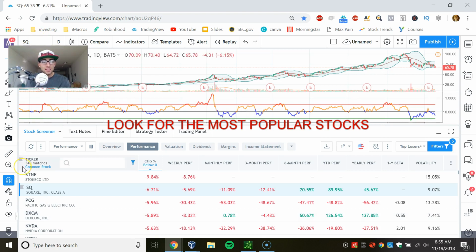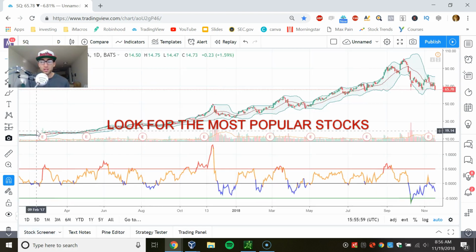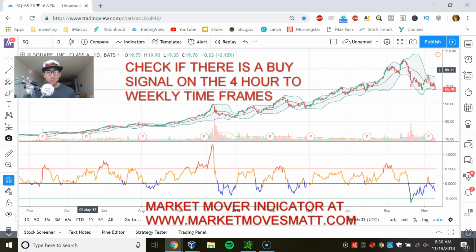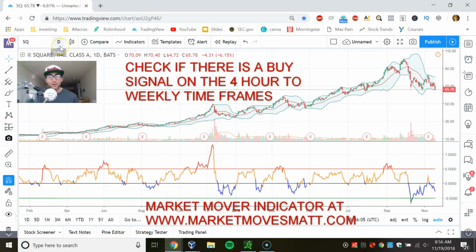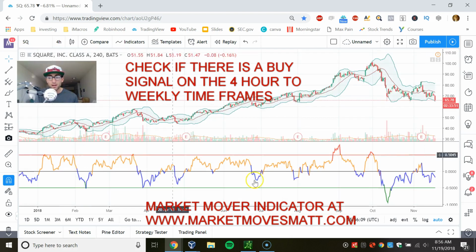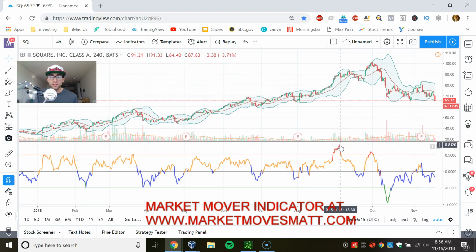We're going to have Square as the first one. I click Square, drop down the stock screener, and see where it is on the indicator. It looks like on the daily we don't have a buy, but it's very hard to get a buy on the daily. So I'm going to go to the 4-hour chart just to see where we are. Although this is dropping far, it's still not a buy on my indicator.